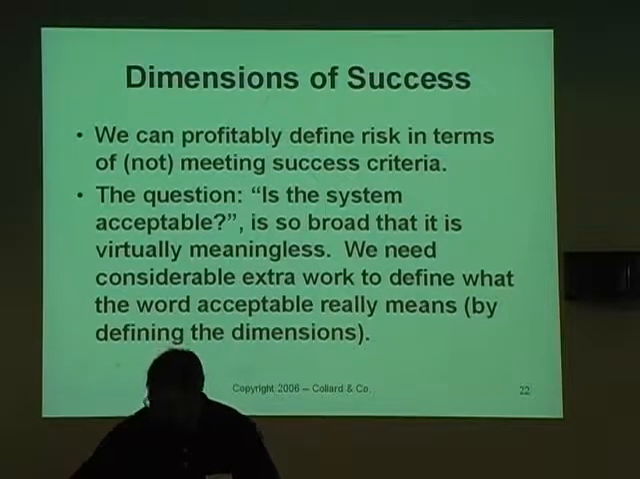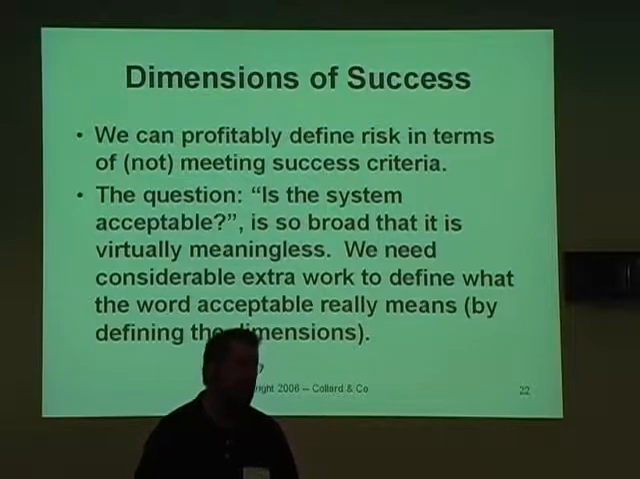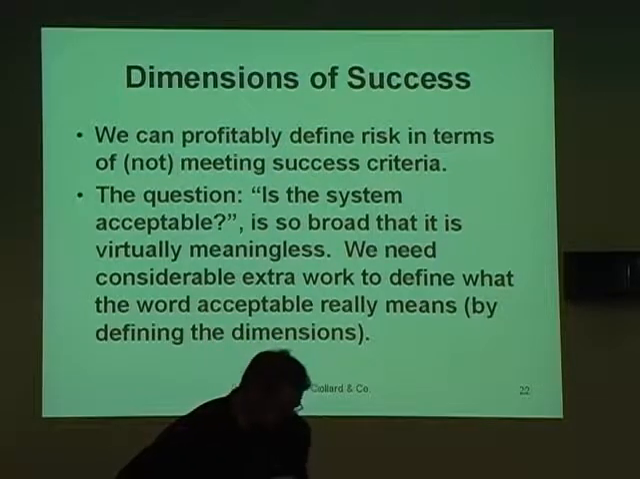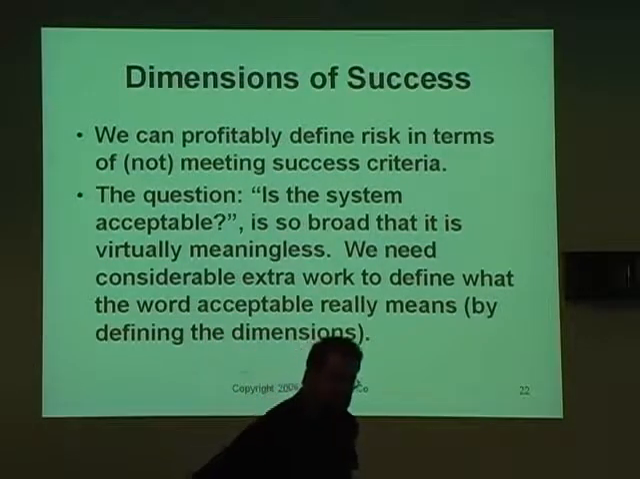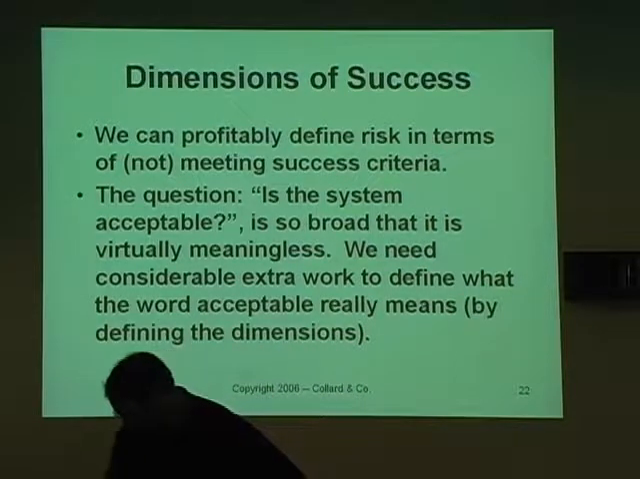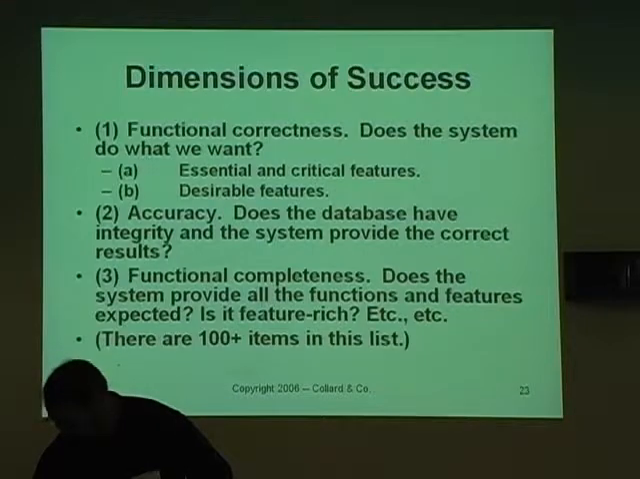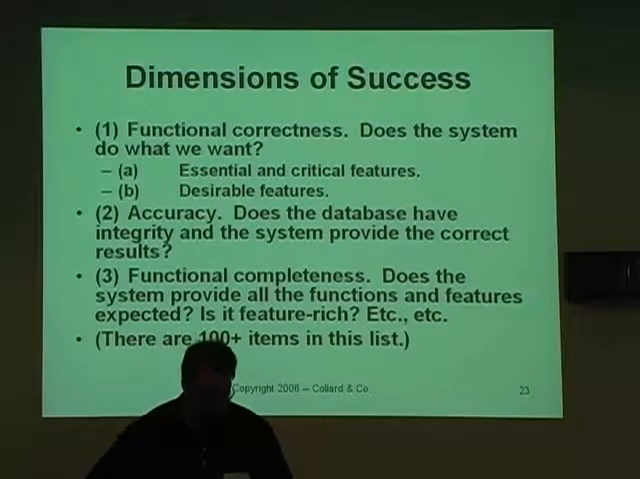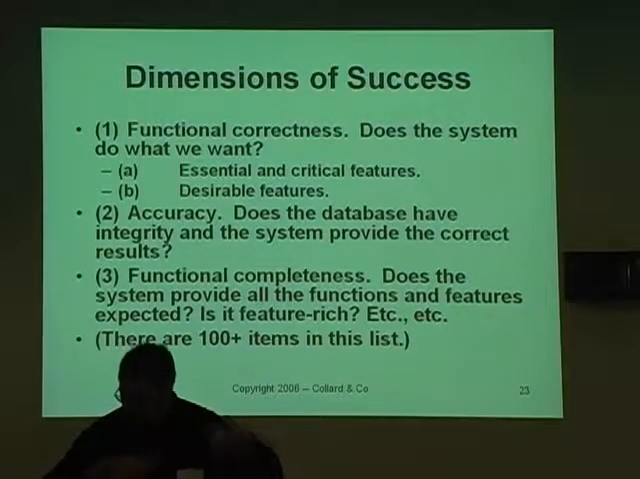We have a question here, is the system acceptable? It's so broad, it's virtually meaningless. What people typically do when they go through some kind of setting of system acceptance criteria is they go through a checklist of various things and say, this is important, and so on. Some of the things on the checklist are the dimensions of success I mentioned here. Do the features work correctly?